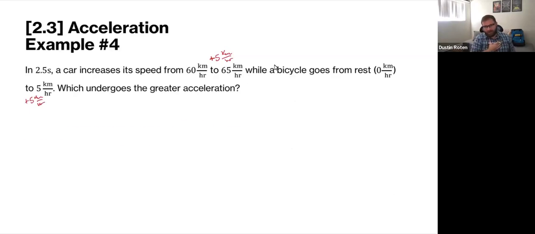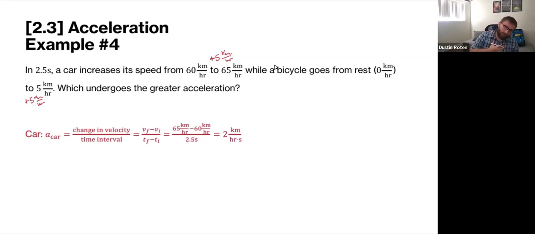Well, let's do the calculation for the car first. So we have our change in velocity. This is going to be our final value minus our initial value. Okay, so for the car, this final speed it landed on is 65 kilometers per hour. Its initial speed was 60 kilometers per hour. Okay, well that difference is 5 kilometers per hour divided by 2.5 seconds. That actually gives us 2 kilometers per hour per second.